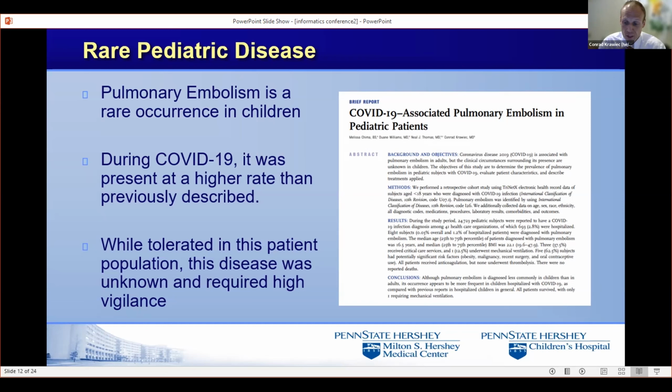While the numbers were thankfully small, in comparison to pulmonary embolism studies done prior to the pandemic, it did appear that it was occurring at a higher frequency, and perhaps high vigilance is warranted, at least at the time of the study. This is only one example of how using real-world evidence could highlight issues that we may not have been able to highlight before.